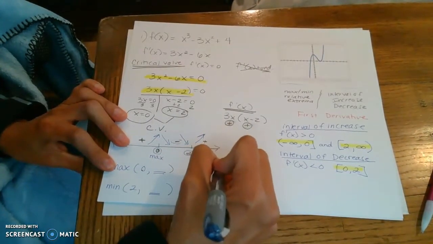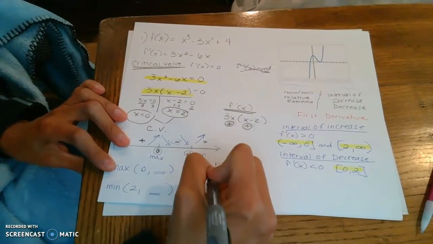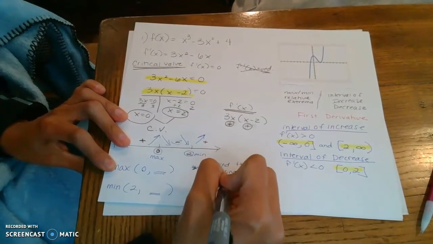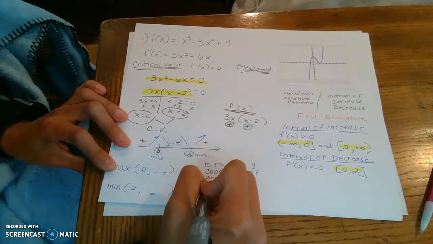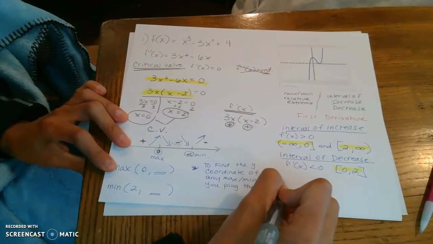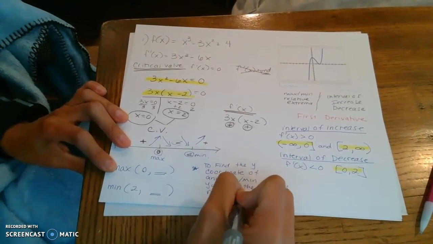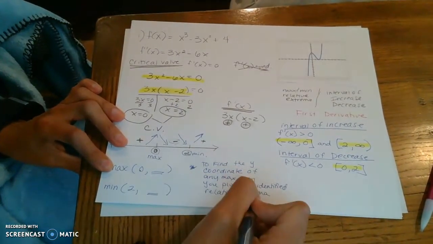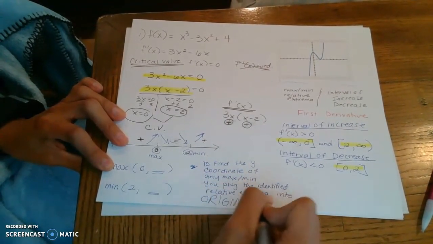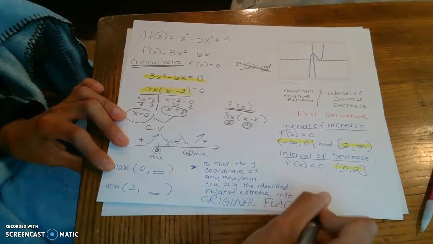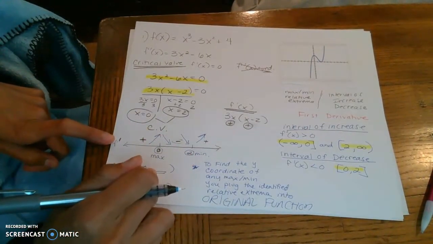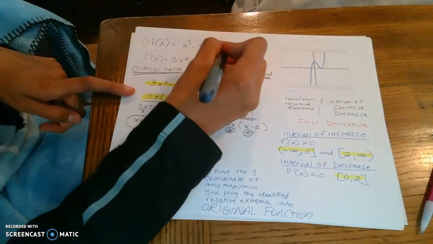To find the y coordinate of any max or min, you plug the identified relative extrema, so that max or min, into, and I'm going to write it really big, original function. So you're not plugging into the first derivative. You plug into the first derivative for the sign test, but to find the y value, you plug into the original function. My original function was up here.